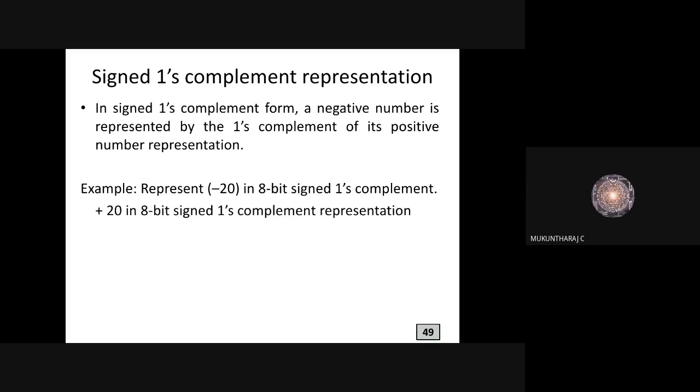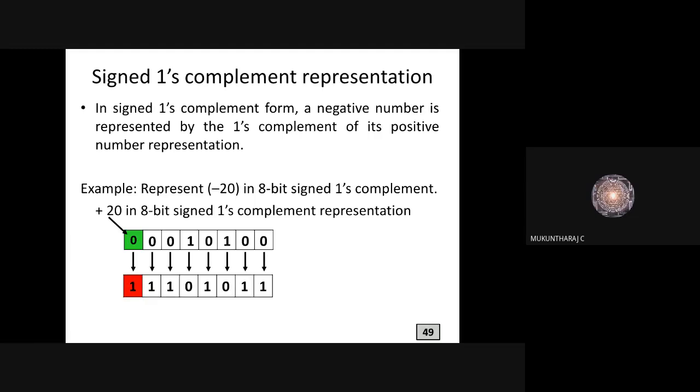Represent -20 in 8-bit signed ones complement form, we asked as a question. First, what should we do? We write +20 in positive form, I mean the positive form in ones complement representation. +20 in 8-bit signed ones complement representation is the same as that in sign magnitude also. First we fill 0, then write the value of 20, and the remaining spaces we fill with 0. If we want the negative number, what did we say to do? Just find the ones complement value. That's it. So this is the negative number -20 in signed ones complement representation.